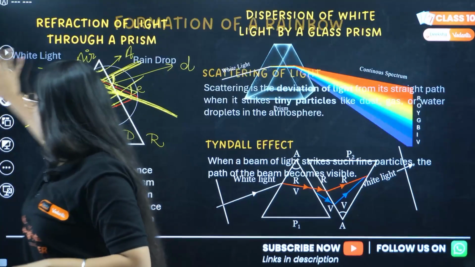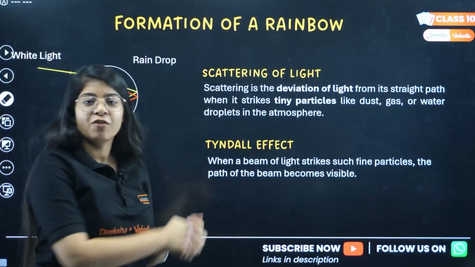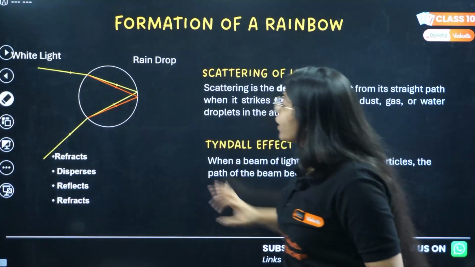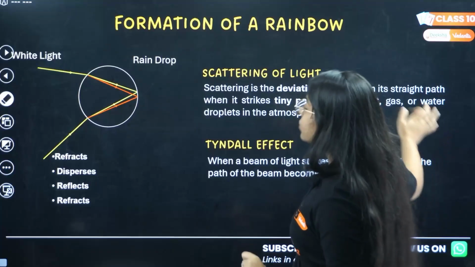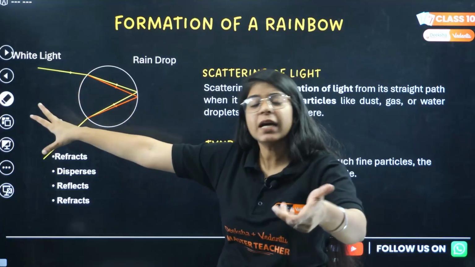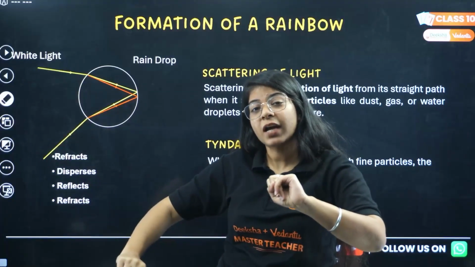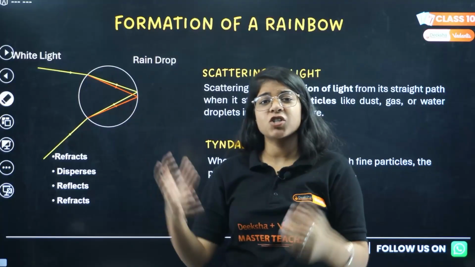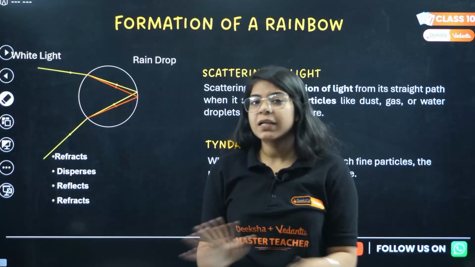Okay. Next we have formation of a rainbow. This is a different topic. So what happens? Okay, so white light is coming. White light is sunlight. Sunlight is actually white light. You know that, right? Sunlight is not yellow. It's actually white. Because of the atmospheric refraction, it appears to us that it's yellow, but it's actually white.